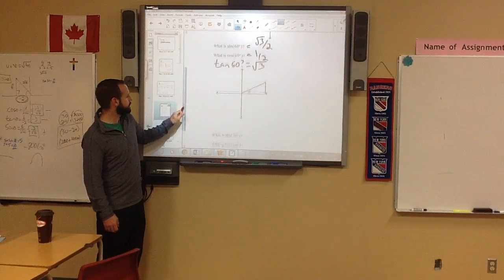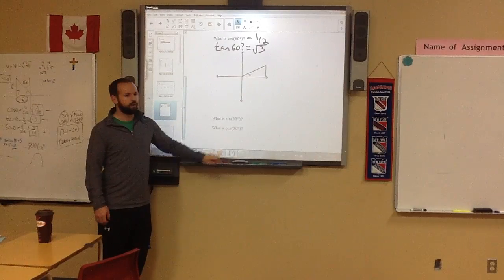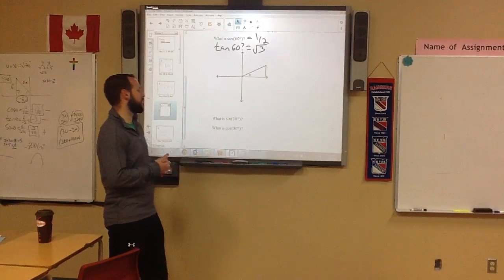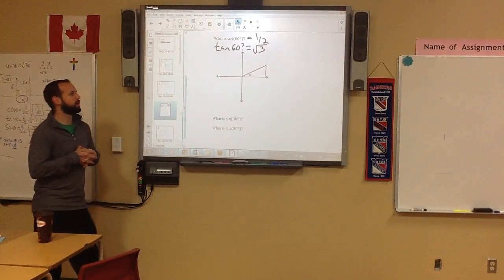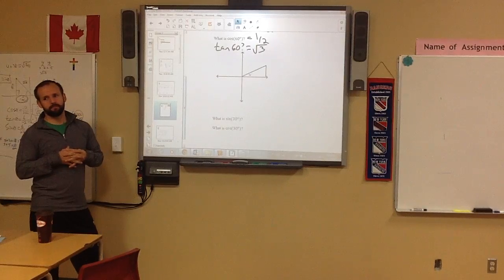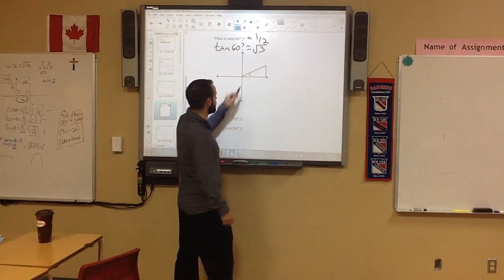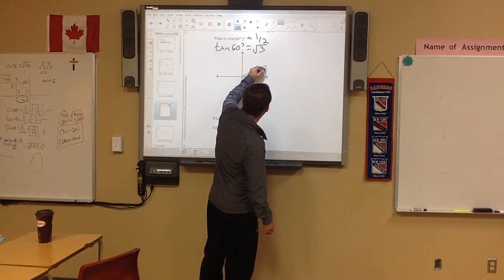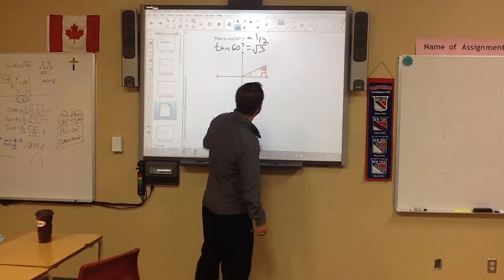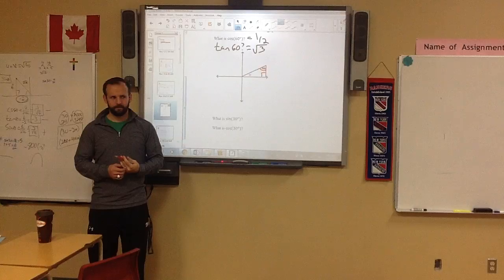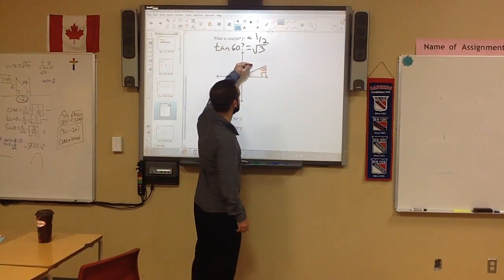What happens when I now deal with the trig functions, or the trig ratios, for when my angle is 30 degrees? Do I really have to do any amount of math right now? Because if I use this concept, I've got 30, I know this is 90, this has to be 60. Do I not know the side lengths already? I totally do.